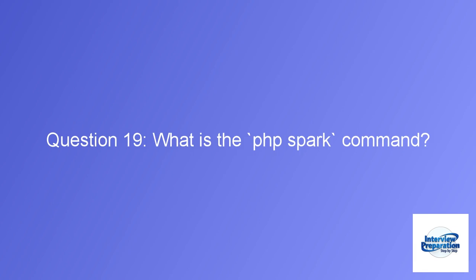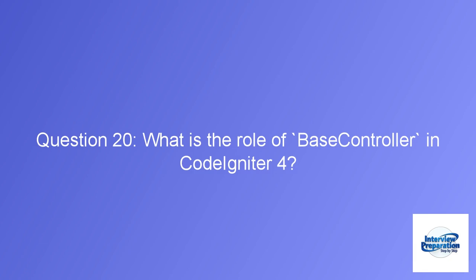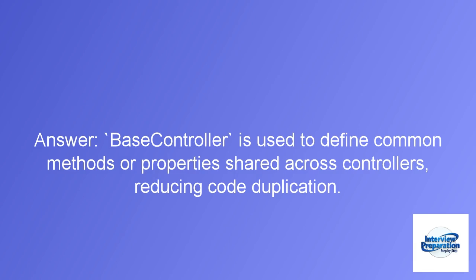Question 19. What is the PHP Spark command? Answer. PHP Spark is a command line tool for running tasks like migrations, tests, and creating resources in CodeIgniter. Question 20. What is the role of base controller in CodeIgniter 4? Answer. Base controller is used to define common methods or properties shared across controllers, reducing code duplication.